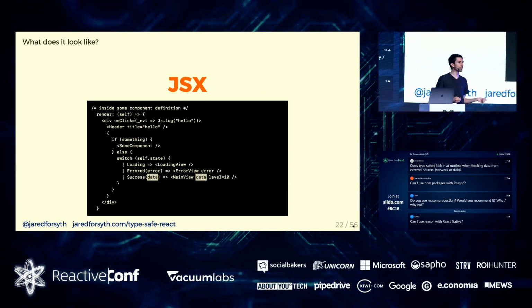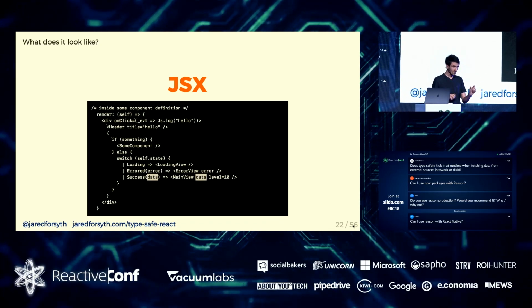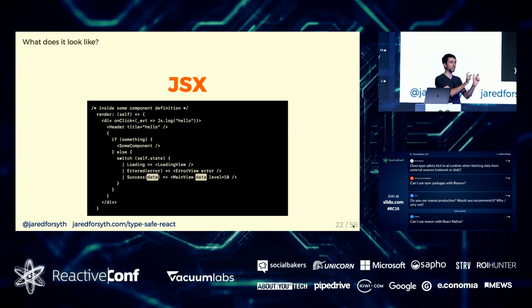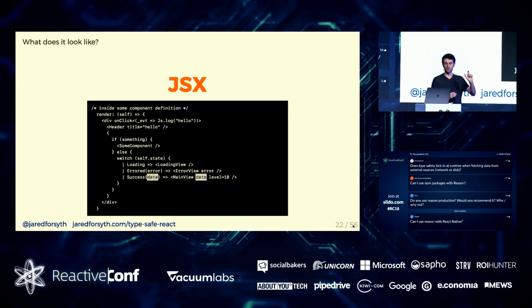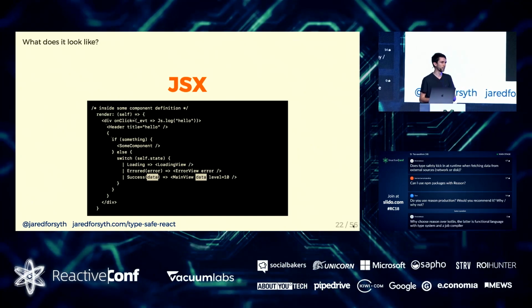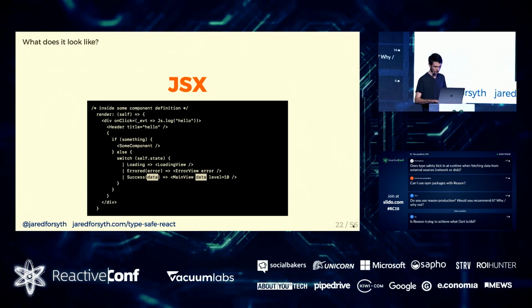Another nice feature of Reason's JSX is the property punning. If you have a property that doesn't have a value, instead of being that name equals true, it's, in this case, data equals data, which comes in handy when you're passing a lot of props around.